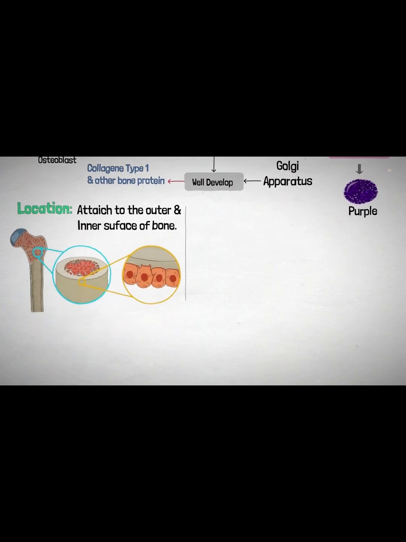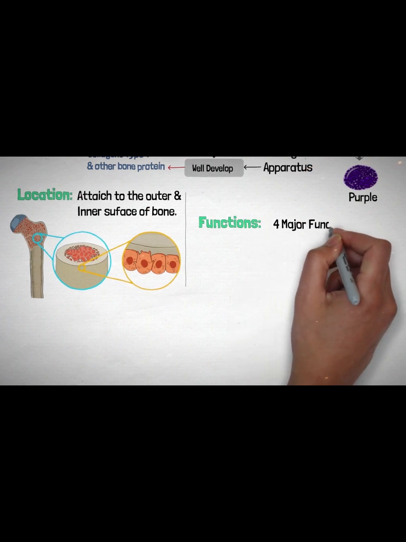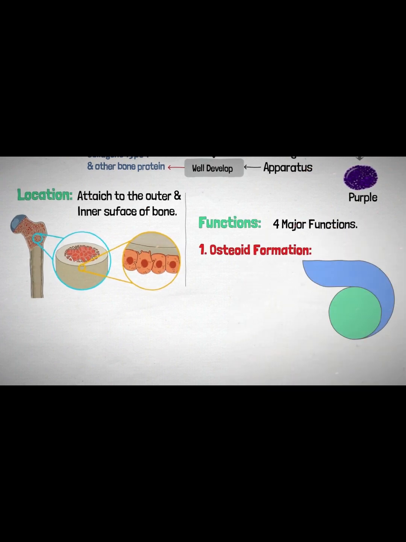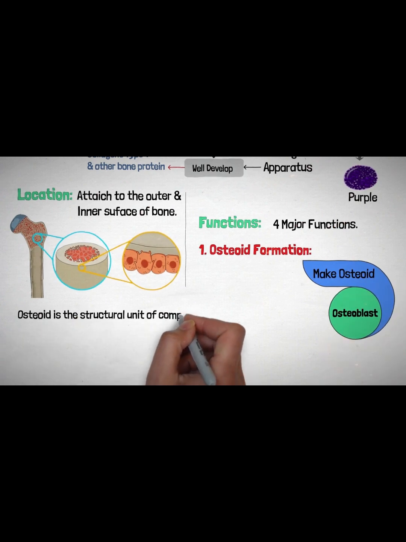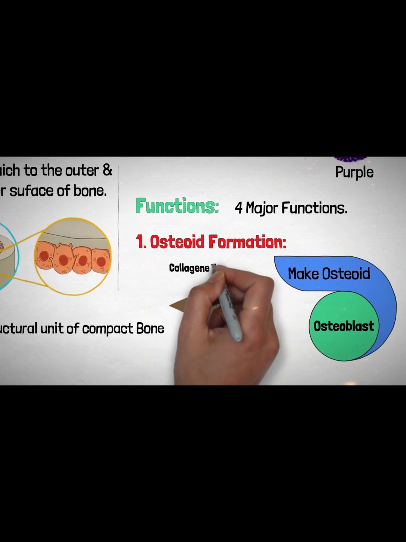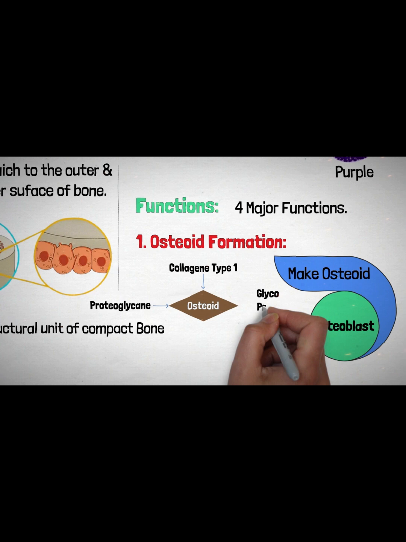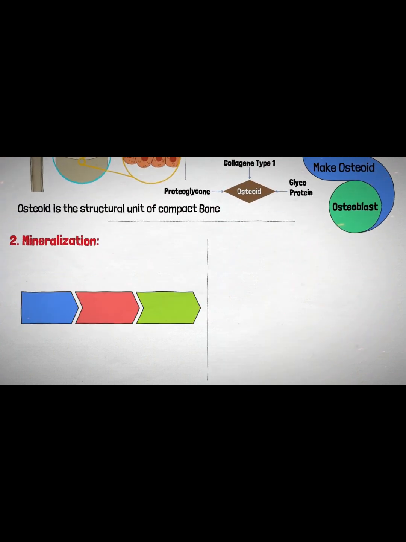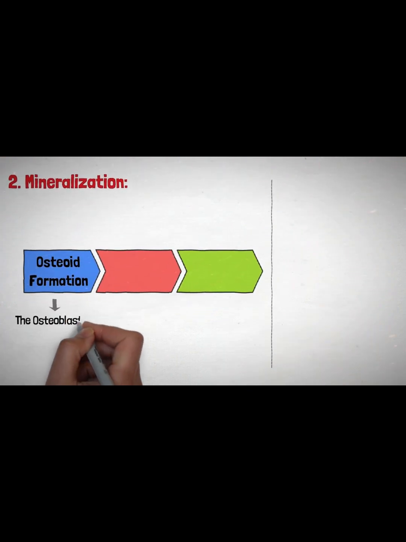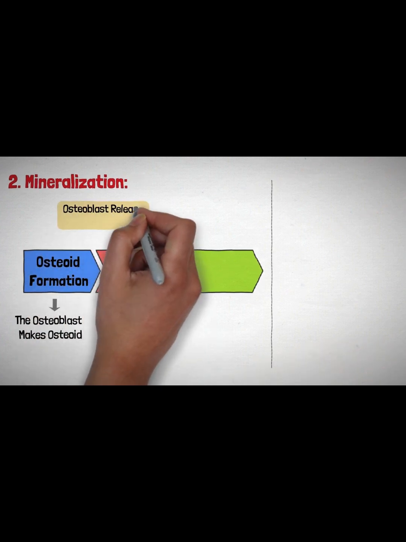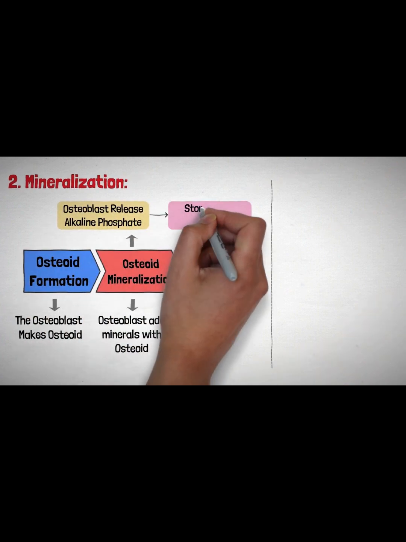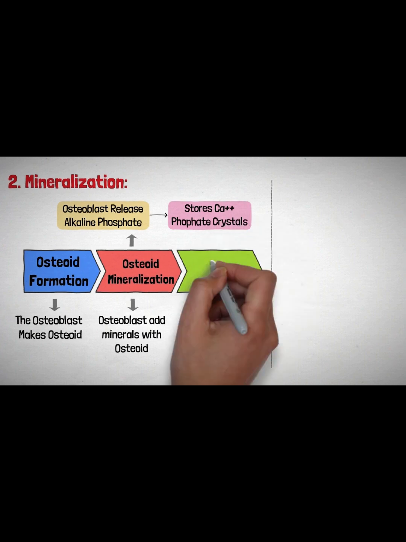In the stage of formation, osteoblasts create the organic matrix known as osteoid, which is the structural unit of compact bone, and it is composed of collagen type I, glycosaminoglycans, and glycoproteins. After forming, the osteoblast itself mineralizes this matrix. For this, it releases enzymes like alkaline phosphatase. This stores calcium phosphate crystals and converts the osteoid into hard bone.